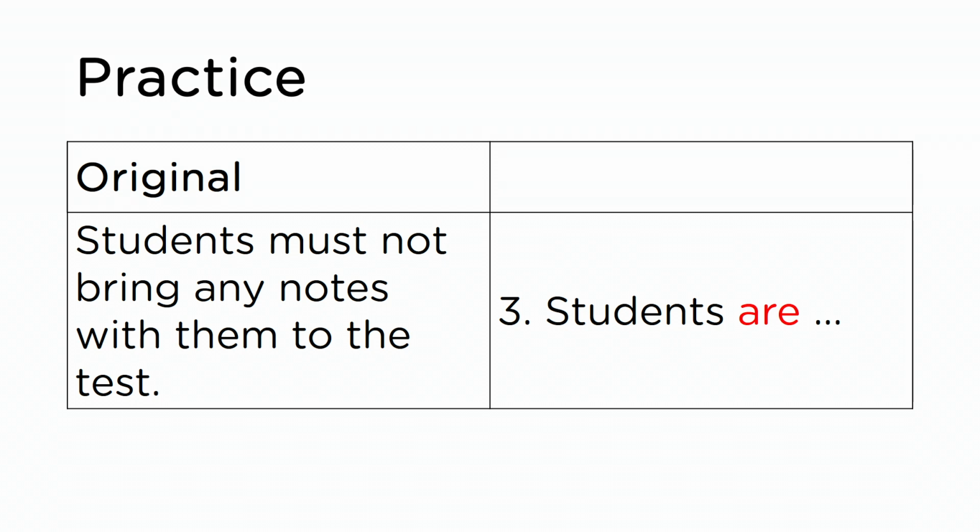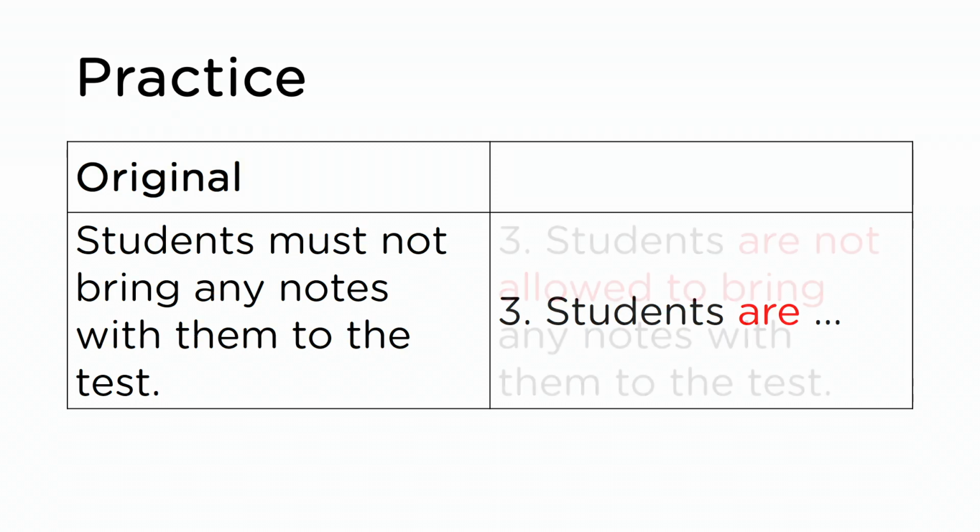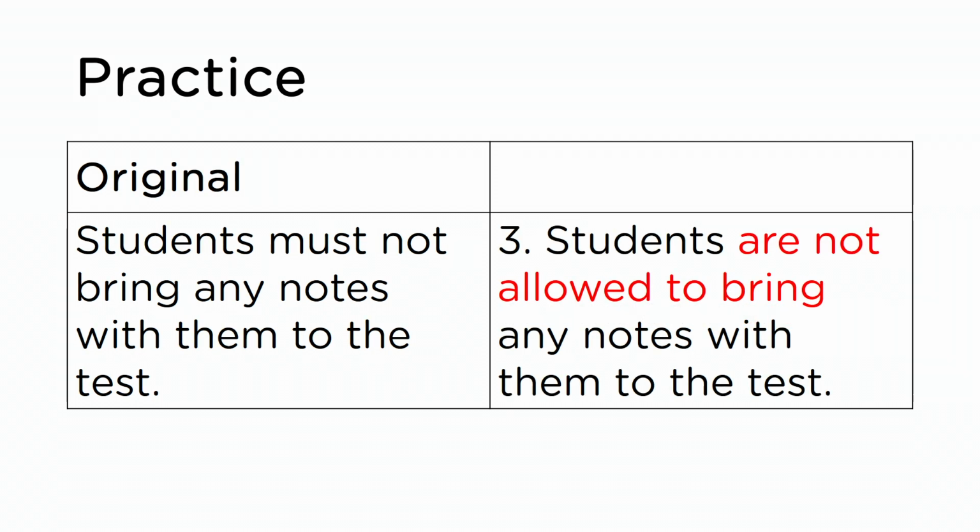So we have students must not bring any notes with them to the class. So here we have students are, so there we have our be verb, so you know, ding, ding, ding, it's going to be passive. So what do you think? Students are not allowed to bring any notes with them to the test. Okay, now remember, if you want to use forbidden there, you could do the exact same sentence, but students are forbidden to bring, right? They must not, it's not allowed, okay?